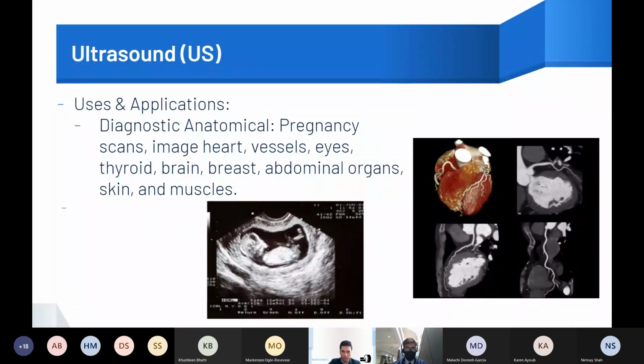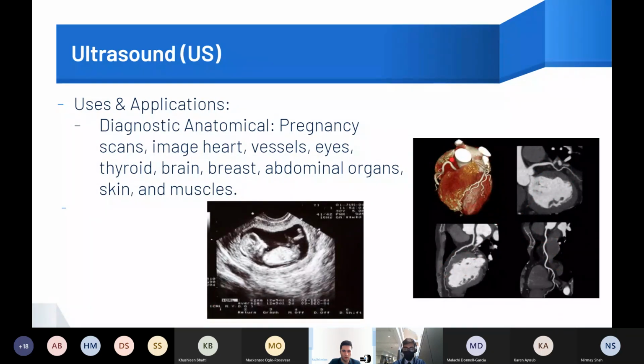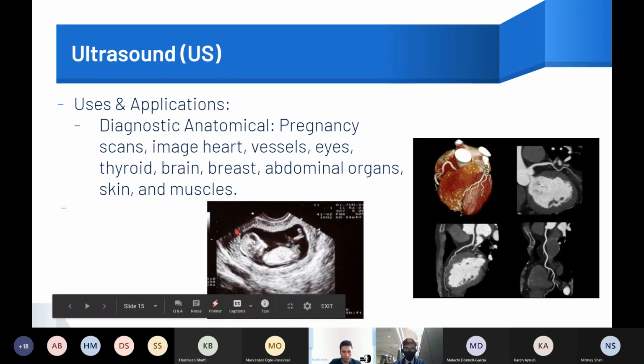So just a bit about the uses and the applications of ultrasound. Diagnostic anatomical, like I talked about. Like I said, can be used for pregnancy scans. You can image the heart, like here. So now these are the 2D images that you're getting from the heart. And then you can compile them into a 3D image with some very new systems of ultrasound imaging as well. You can image vessels, eyes, thyroid, brain, breast, abdominal organs, skin, muscles. Now, ultrasound, I haven't seen so much for the brain, but it is still used in certain cases. And just something cute here is a little pregnancy image.